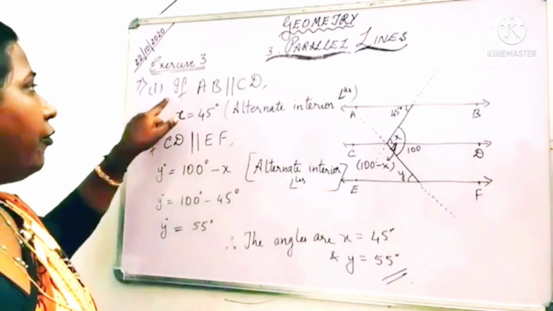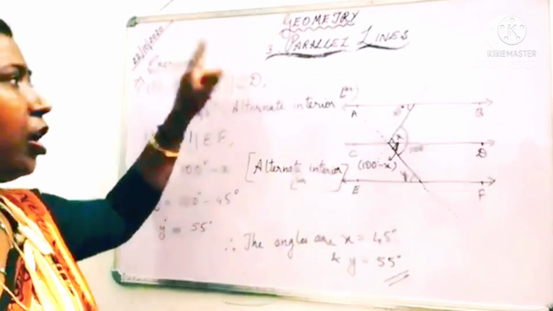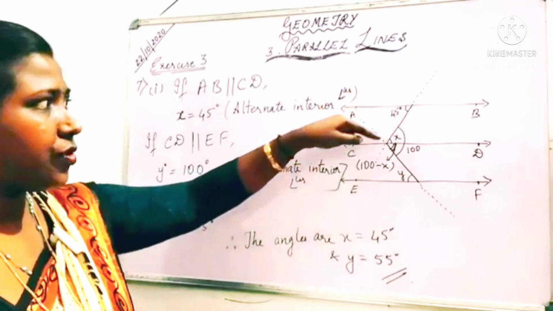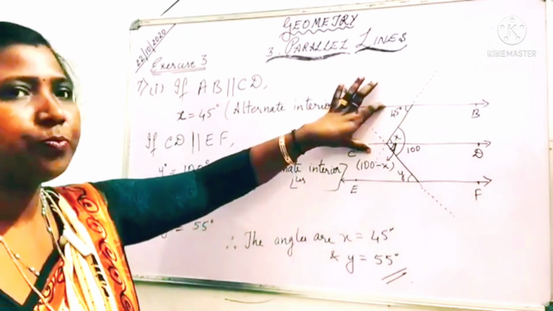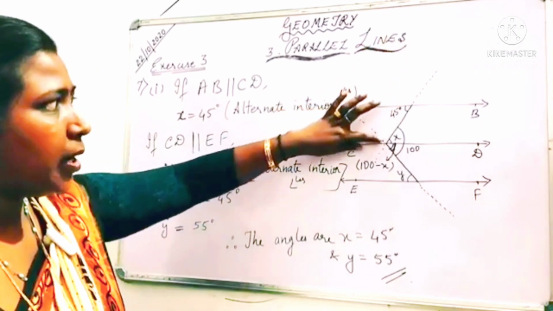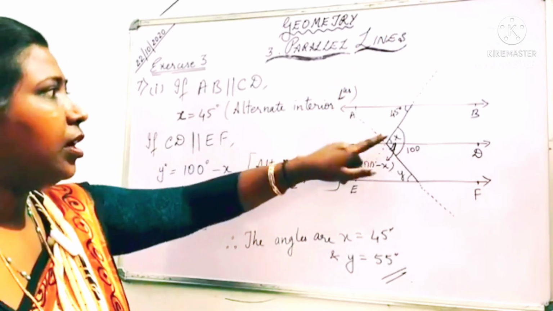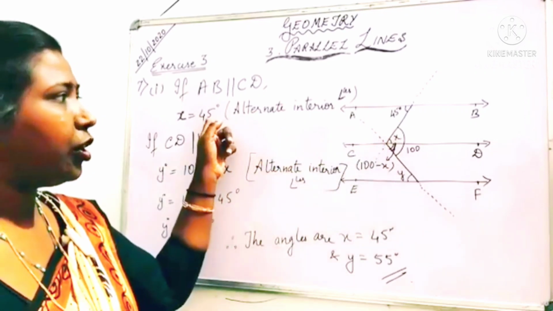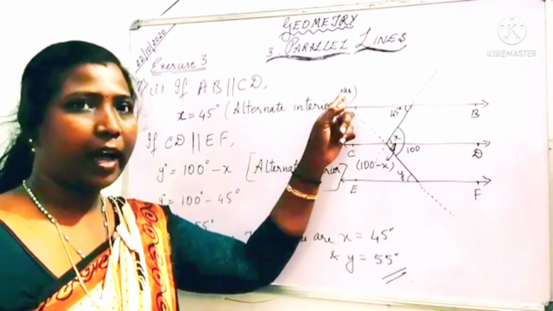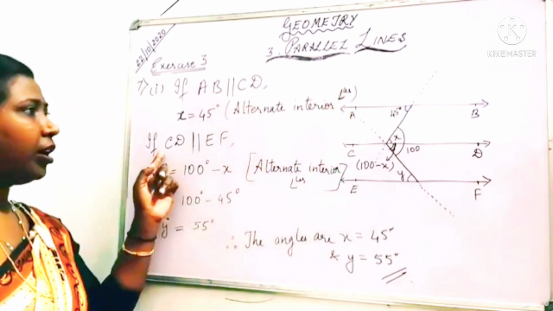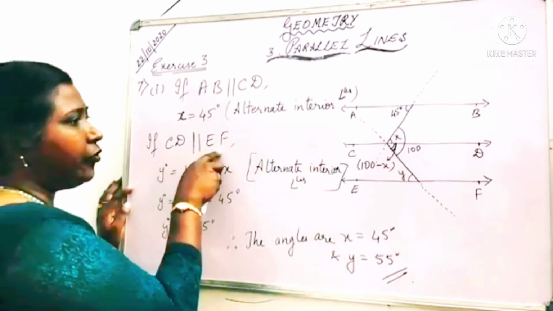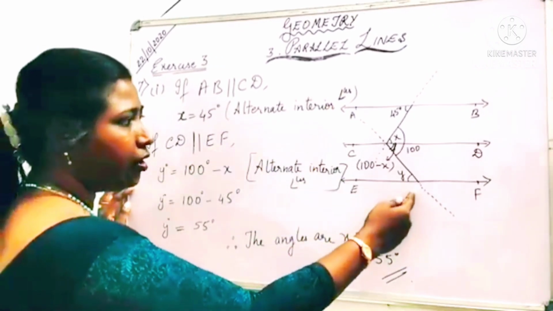See here, if AB is parallel to CD, now the angles formed by the transversal, this is a transversal. I am seeing only these two parallel lines. Then the angle formed by this transversal will be x is equal to 45 degree. This will be alternate interior angles. Now we got the value of x, and again we have to find out the value of y.